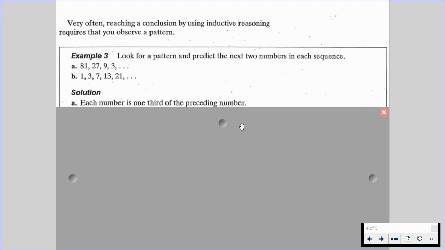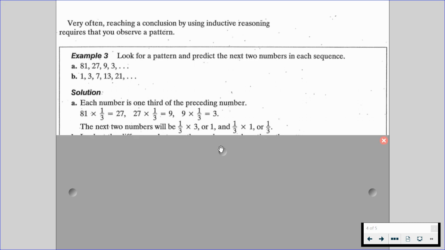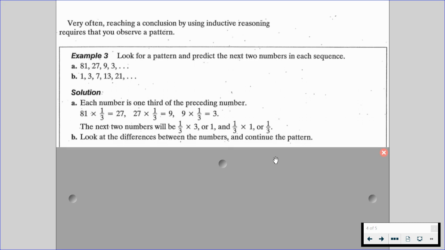So when we go through a solution, let's look at sequence A. Each number is 1/3 of the preceding number. We started with 81, went to 27, went to 9, went to 3. We're going down by a factor of 1/3. So we can multiply each value by 1/3 to predict what the next 2 numbers are going to be. It's going to be 1 and 1/3 because we ended on 3. So 1/3 times 3 is 1. And then we're at 1, so 1/3 times 1 will be 1/3.